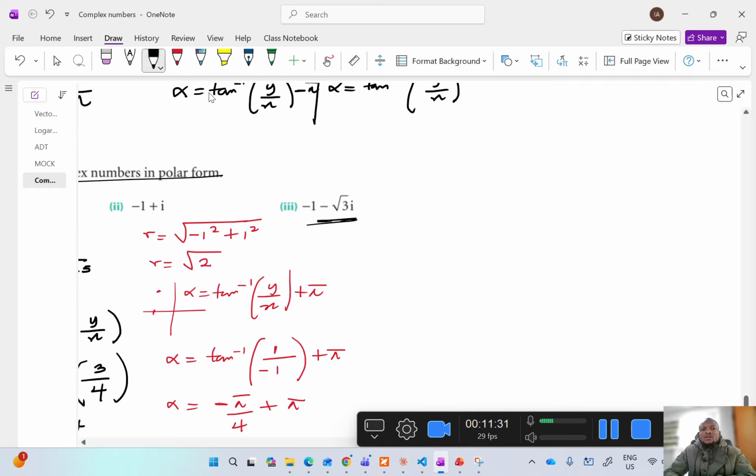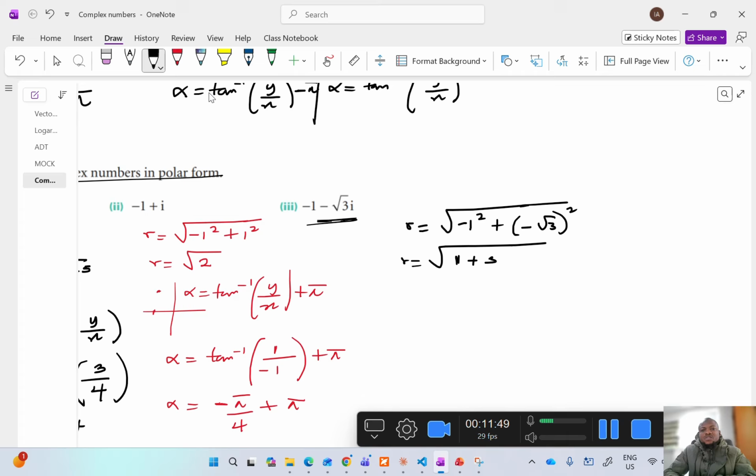So the modulus r is equal to the square root of minus 1 squared plus minus root 3 squared. Good. So r is equal to minus 1 squared, which is 1, plus root 3 squared, which is 3, since a negative squared is positive. So r is equal to root of 4, which is 2. The modulus is equal to 2.